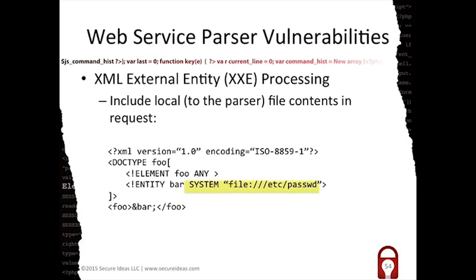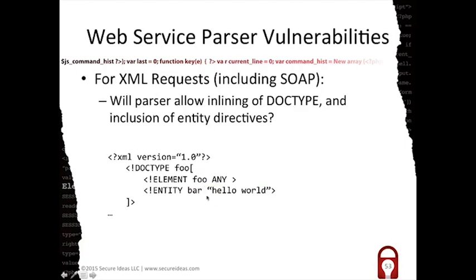And what we're doing here, if you're familiar with entities in HTML, basically you have your ampersand, GT, semicolon, which is the greater than sign. We're doing the exact same thing, except we're defining them inside of the document type definition. So to do that, we have that entity tag. Let me go back to the previous one, I think that had it better. So in this one here, we have entity bar equal to hello world.